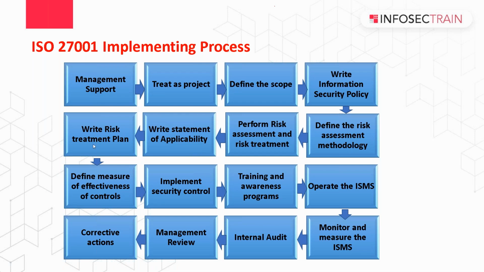Make sure you have a plan ready. Define your measures and effective controls, the effectiveness of the controls which we are going to implement, how we are going to make sure that this has been secured, and how we are going to maintain it. Once we have that, go ahead and implement all the security controls which have been given in your SOA. Once the implementation has been done, make sure all the employees are well aware about it.